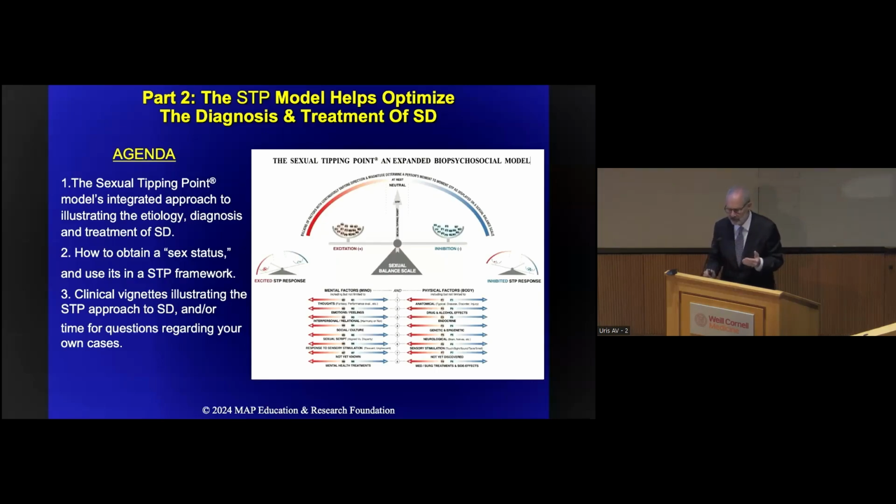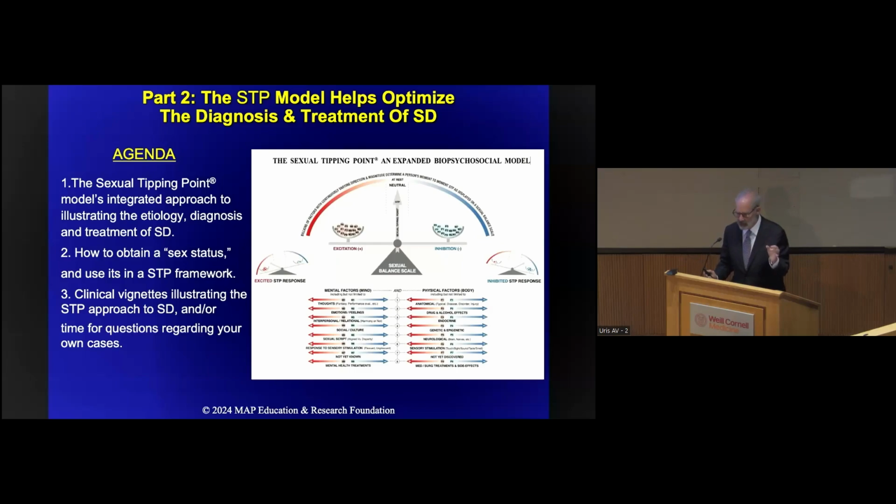Next, I want to discuss the sexual tipping point model itself and how it helps optimize the treatment of sexual dysfunction in terms of taking a history. I know it's complicated, but keep in mind the red colors are always excitement, the blue is inhibition, and it refers to a list of relevant mental and physical factors, one on each side, where each may be inhibited or excited, and only key factors are listed because there's probably a million factors, many of which haven't even been discovered yet.